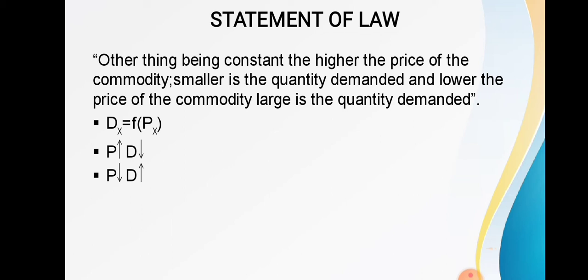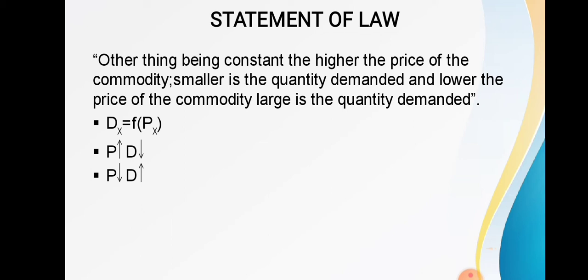Now let us come to the second part, that is the statement of the law. What is the statement of the law? Let us see. The statement says that other things being constant, higher the price of the commodity, smaller is the quantity demanded. And lower the price of the commodity, larger is the quantity demanded.